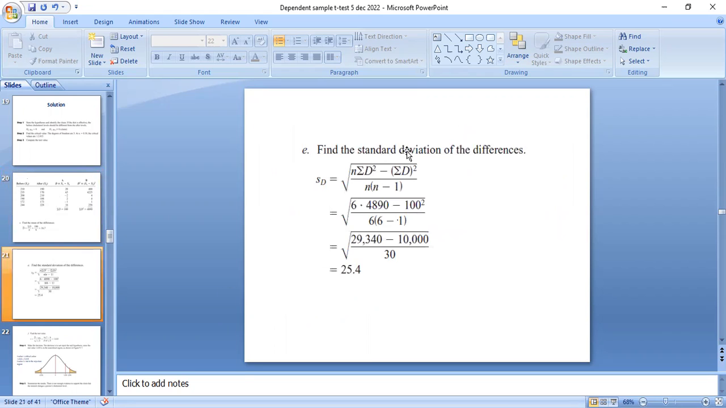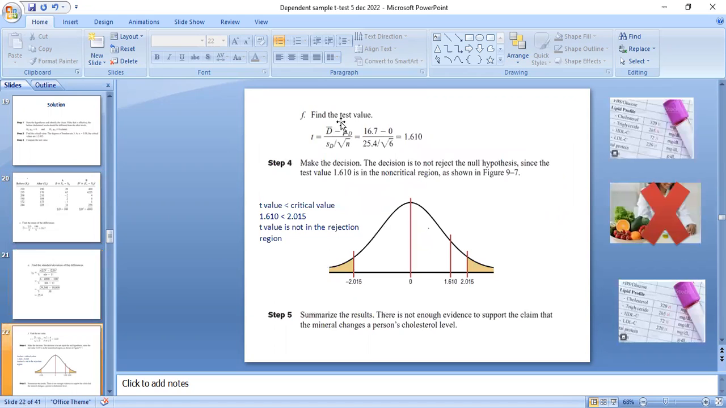Then in the next step, we will find the standard deviation of the differences. We will put all the values in the formula, and we will get the standard deviation of 25.4. Then we will find the test value. We will put all these values in the formula, and the test value comes out to be 1.60. So in the next step, we will make the decision.